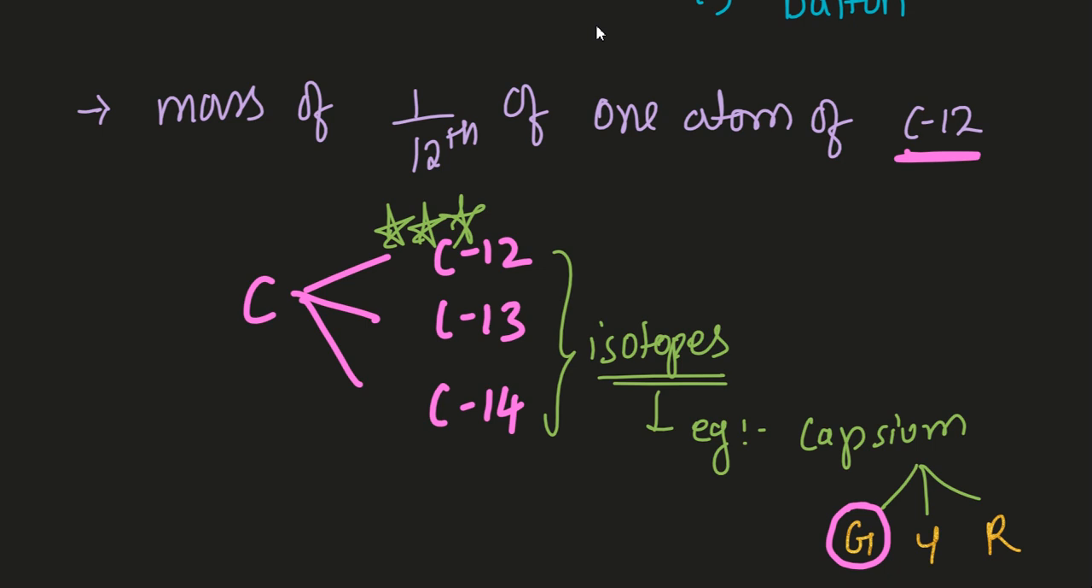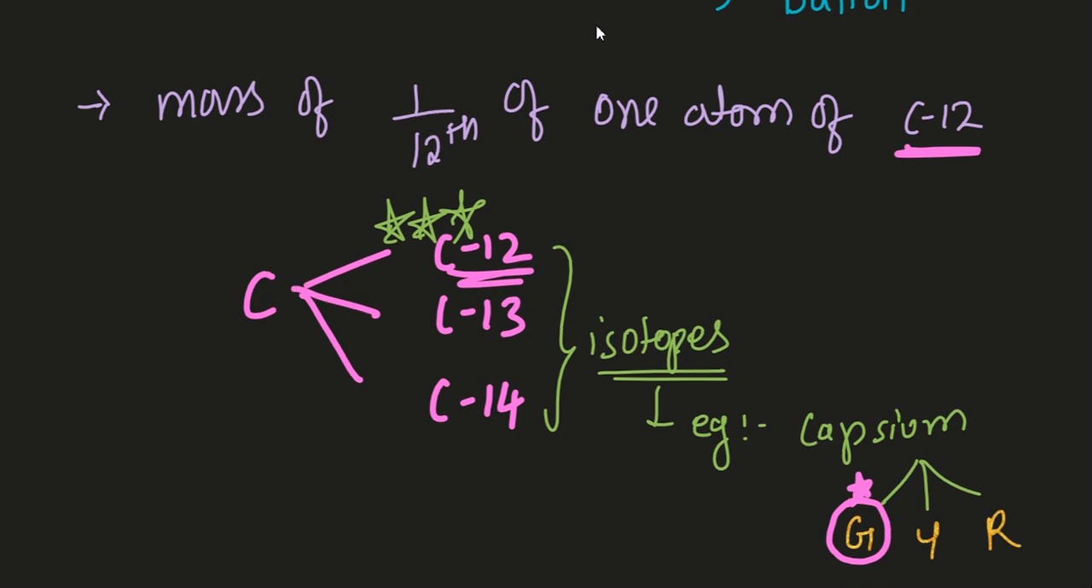In the same way, whether it is 12, 13 or 14, all are carbon only. Which one is dominant out of all capsicum? Green color. In the same way, out of 12, 13, 14, which one is the dominant? 12 is the dominant, that's why we are taking C12.